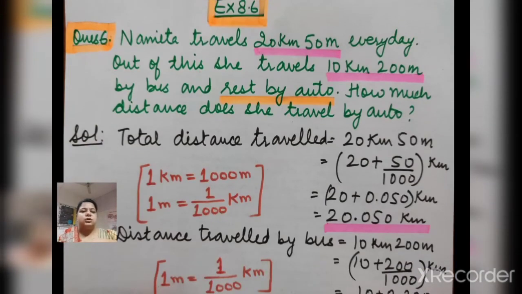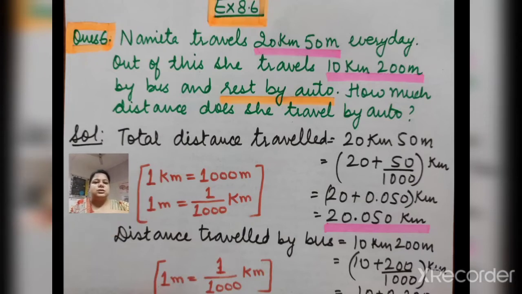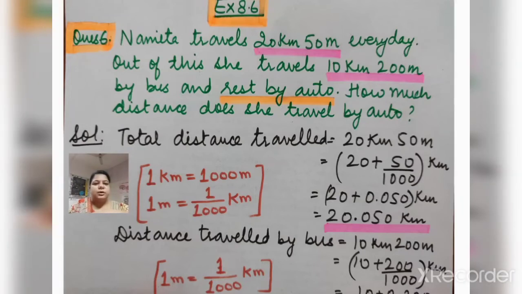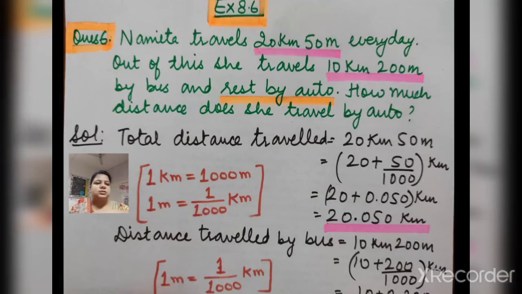Now next question number 6 we are going to discuss. Namita travels 20 kilometer 50 meter every day. Out of this she travels 10 kilometers and 200 meters by bus and the rest by auto. You have to check how much distance she traveled by auto.